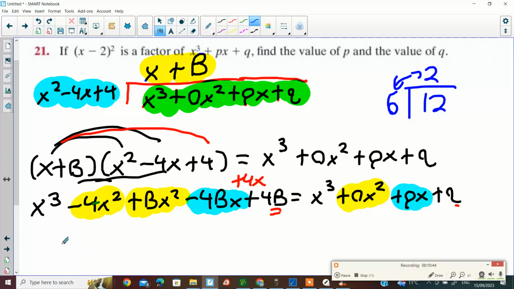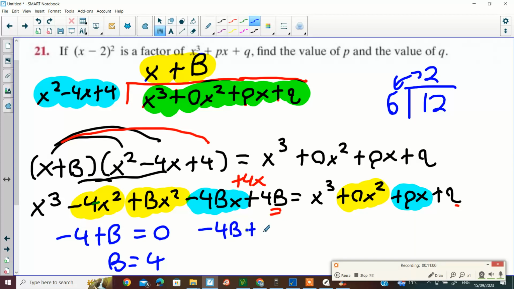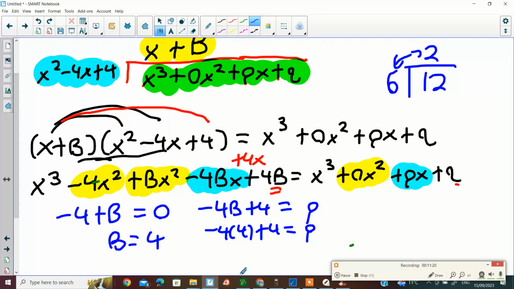Now, B is still 4, isn't it? Why is B still 4? B is 4, isn't it? Okay, next thing. Minus 4B plus 4 equals what? P equals P. See the blue ones? They're the X ones, the ones that have X in it. Now we already discussed that that's 4 times 4, and it is minus 12. Good job. P is minus 12. Well done.